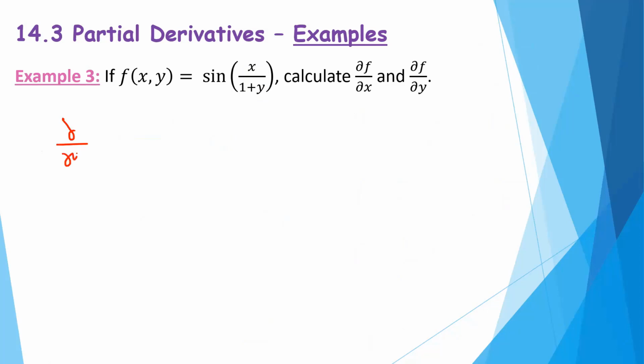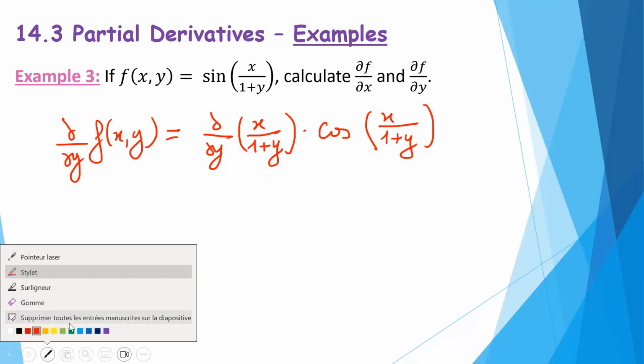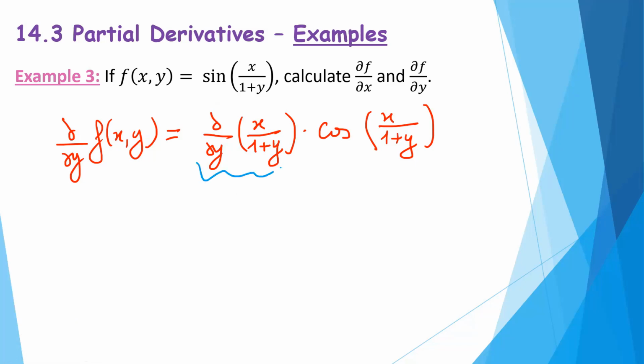So what is d/dy of f? Here it's a sine of a fraction. So we use the chain rule. We first derive the inner part with respect to y, times the derivative of sine, which is cosine of x over 1 plus y. So what remains here is a bit more complicated to calculate, this derivative now.